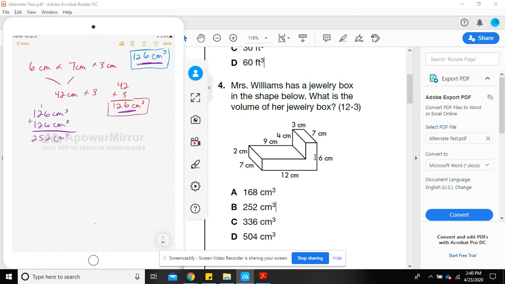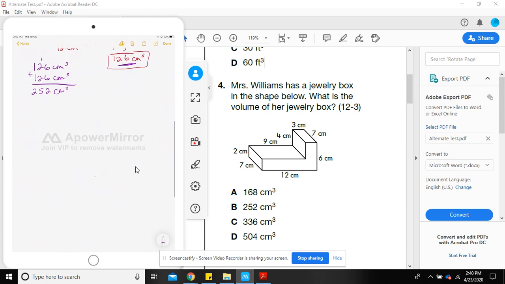Okay, so see how it makes it easier if we break it into two pieces. Now you may not use all of the numbers that we see around here, and that's okay. I could have broken this up as just this top piece here, and I could have used this as the bottom piece going further out. So it depends on how you break it up. So 252 centimeters cubed. All right, let's go to number 5.